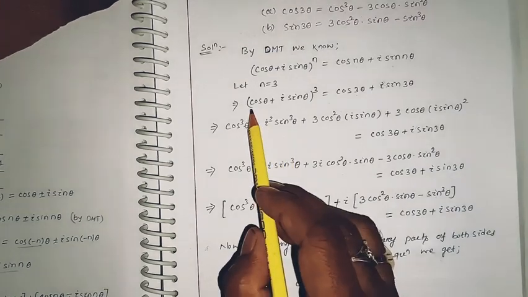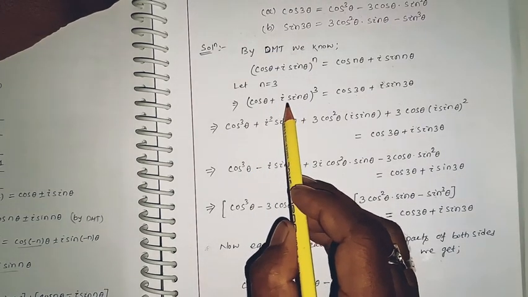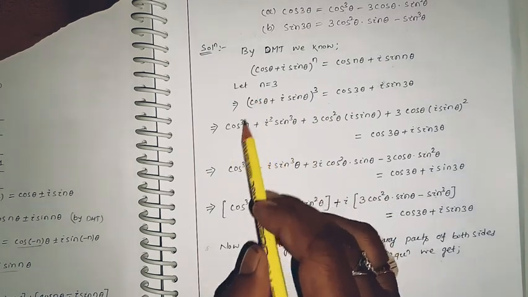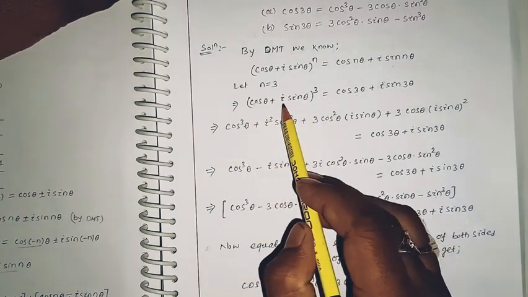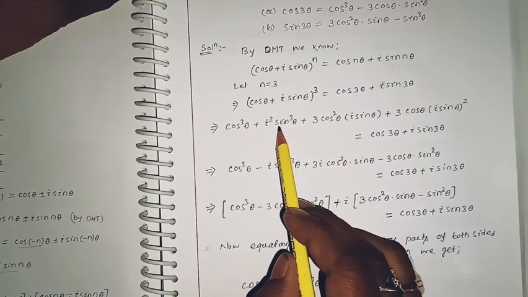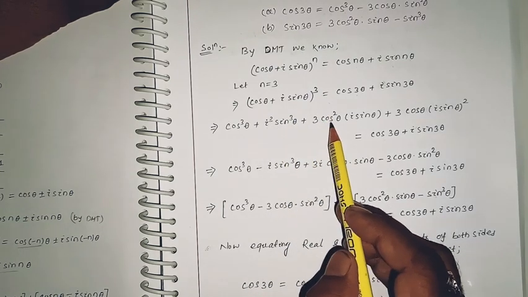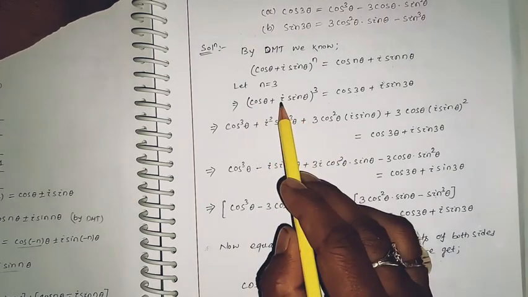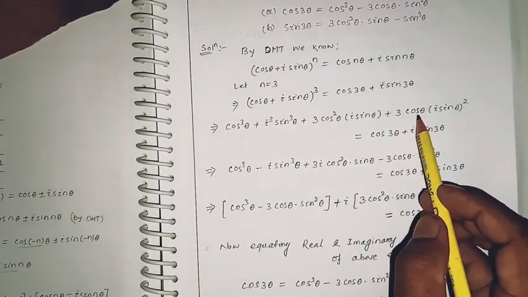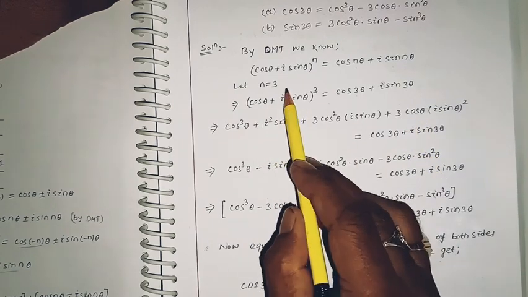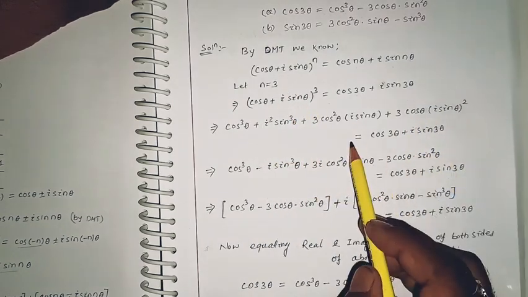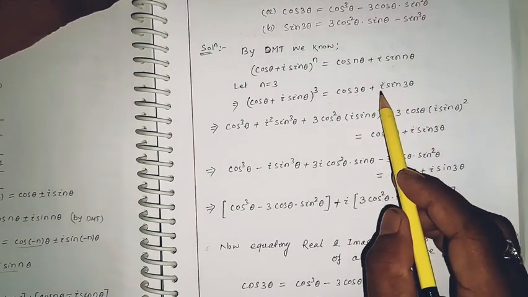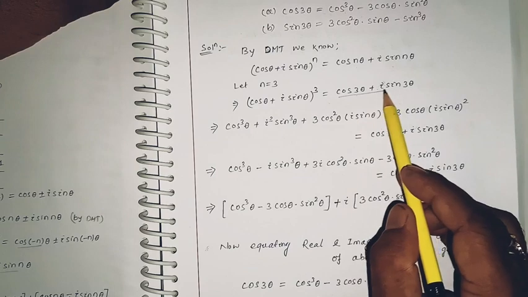So here, left hand side (cos theta + i sin theta)^3, which means (a + b)^3. So a^3, that means cos^3 theta, plus b^3, this one (i sin theta)^3, that means i^3 sin^3 theta, plus 3a^2 b. A means cos theta, b means i sin theta. Then 3ab^2, 3a cos theta, b^2 means this one (i sin theta)^2, will be equal to (cos theta + i sin theta)^3, that means cos 3 theta + i sin 3 theta. Same thing has been written on the RHS.